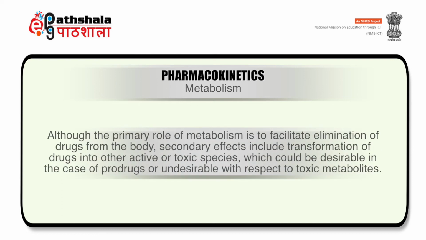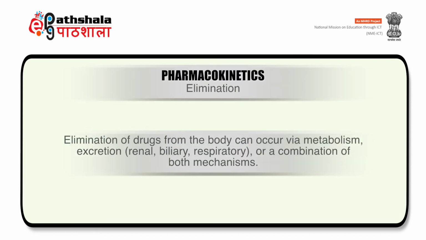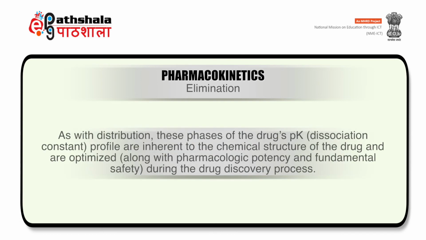Although the primary role of metabolism is to facilitate elimination of drugs from the body, secondary effects include transformation of drugs into other active or toxic species, which could be desirable in case of prodrugs or undesirable with respect to toxic metabolites. Elimination of drugs from the body can occur via metabolism, excretion, which can be renal, biliary, respiratory, or a combination of both mechanisms. As with distribution, these phases of a drug's PK profile are inherent to the chemical structure of the drug and are optimized during the drug discovery process.